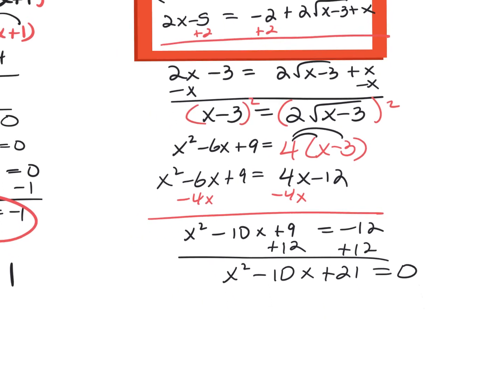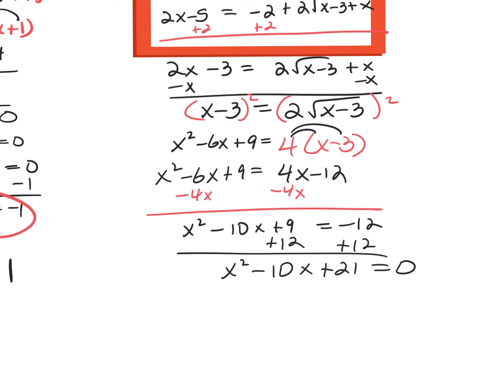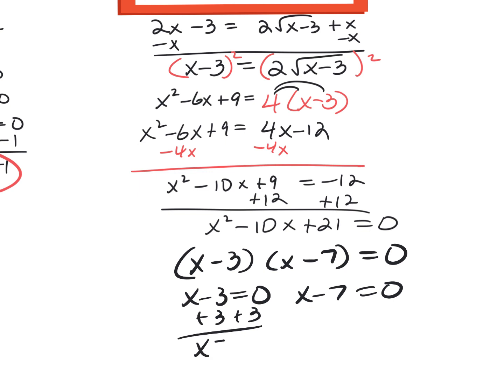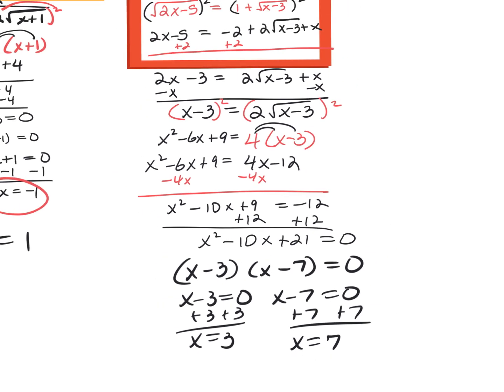And now I can either factor it or do quadratic formula or completing the square. When it's these easy trinomials, I'm going to factor it if it's factorable. And the factors of positive 21 that are going to give me a -10 are going to be -3 and -7. I now need to set each of these equal to 0. Add 3. X equals positive 3. X equals positive 7. I now need to do the check for both.